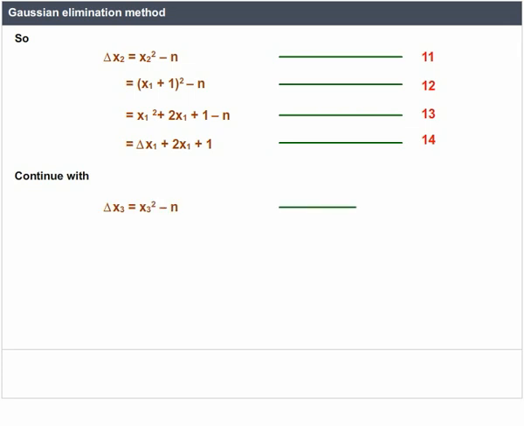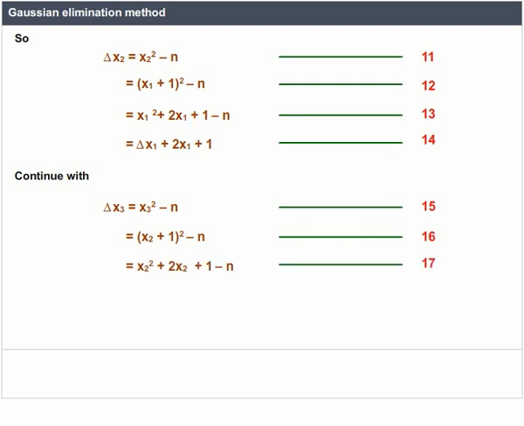Continue with delta x3 equal to x3 square minus n, called equation number 15. Then (x2 plus 1) whole square minus n is called equation number 16. x2 square plus 2x2 plus 1 minus n is called equation number 17. Delta x2 plus 2x2 plus 1 is called equation number 18. Then delta x2 plus 2x1 plus 3 is called equation number 19.